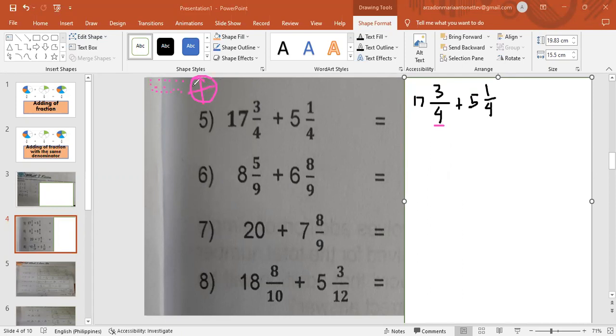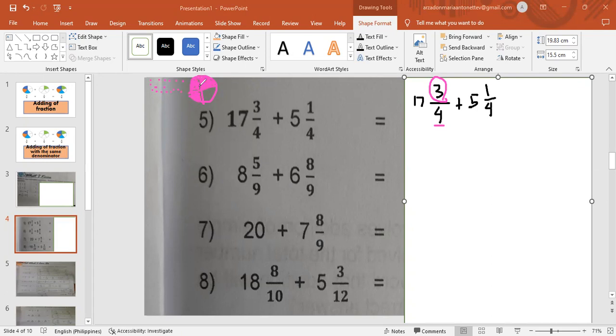That is 1, 2, 3, 4. So, okay, we're done. But in those 4 parts, only 3 are shaded. Imagine this is a pizza. That out of 4 pizza, only 3 are shaded here. Only 3 has its cheese.